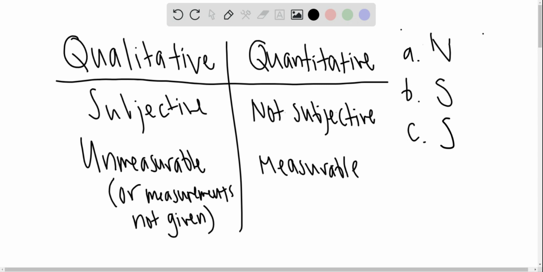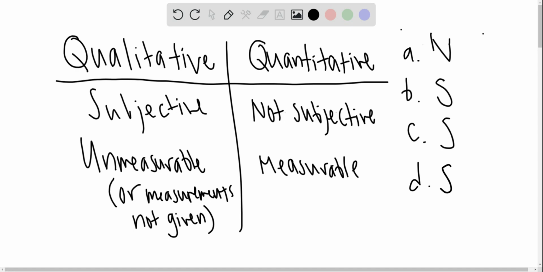Now we have part D, which is butter tastes better than margarine. So this is very similar to part B, and it is purely subjective and therefore qualitative because I can't really measure the taste of butter or margarine in any numerical way. So there's no way to clearly compare these things as greater than the other. It's completely opinion based. So that's why it's qualitative.